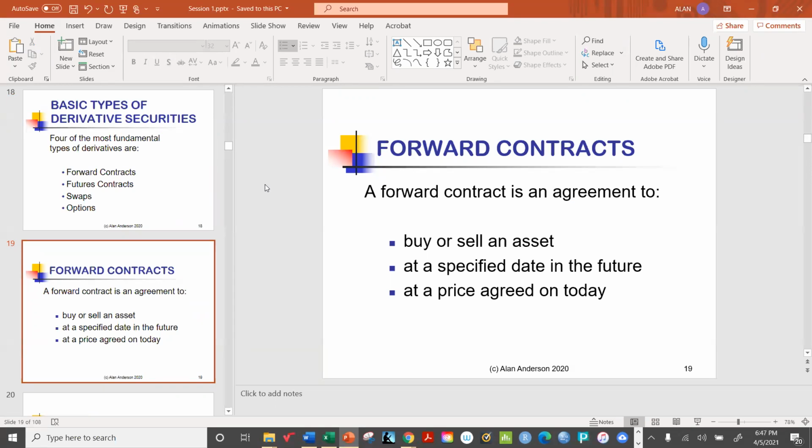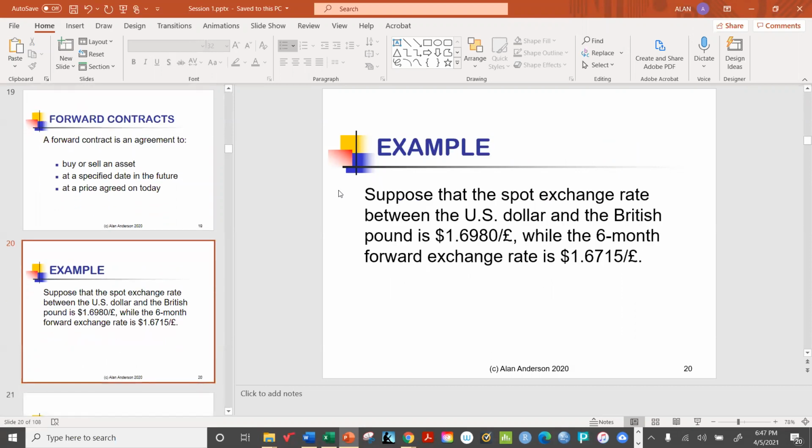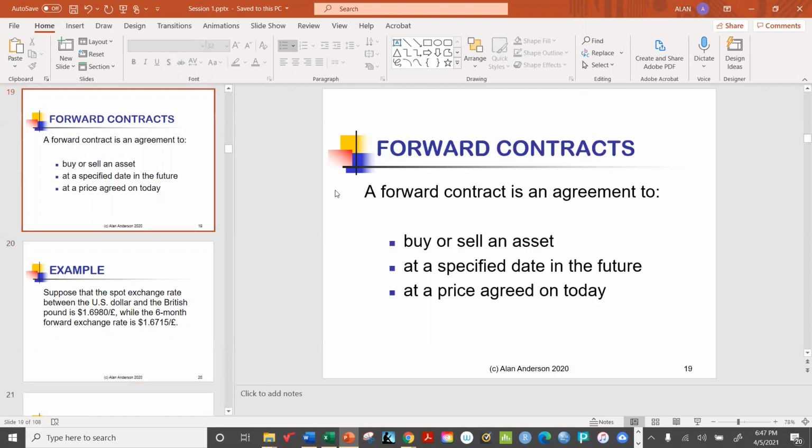And it's a contract, though. So in other words, if I change my mind, well, I may be in trouble. I'm locking myself into an agreement to buy or sell something in the future. So let me show you a very quick example of this.